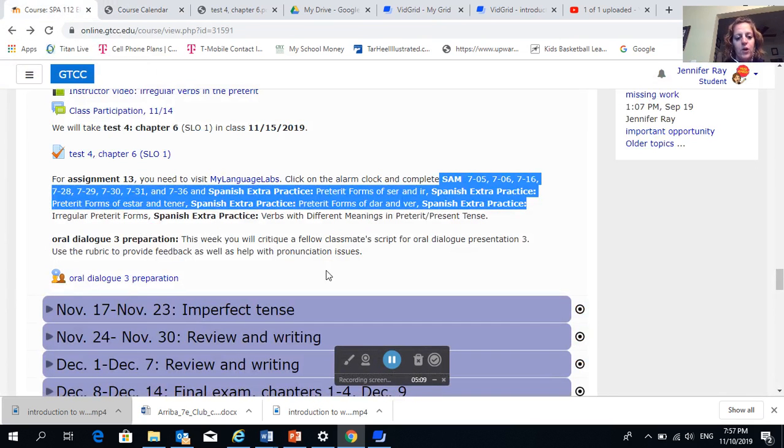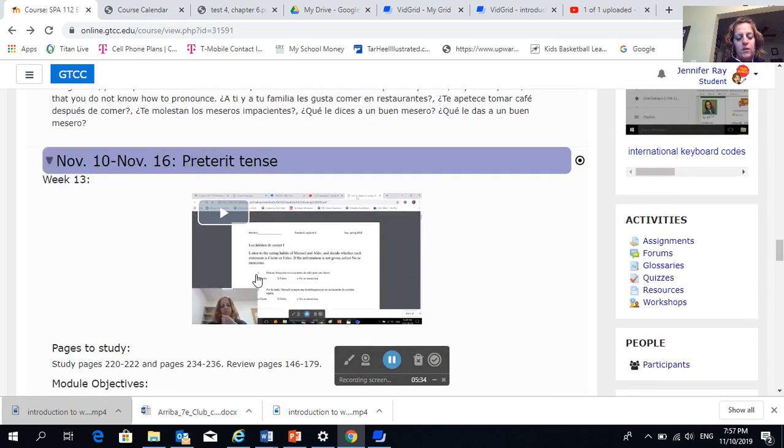Then we have oral dialogue 3 preparation. You are to critique a fellow classmate's script this week. So when you open up oral dialogue 3, you won't see your script anymore. You're going to see a fellow classmate's. You know the drill. Go through and critique them, as well as I will go through and critique them. And then the week of the 17th, you'll actually do the recording using the critiqued scripts. And that's everything you have to do for week 13.